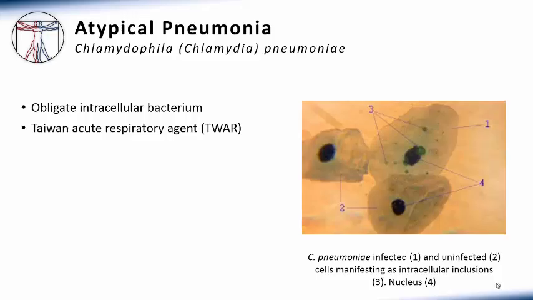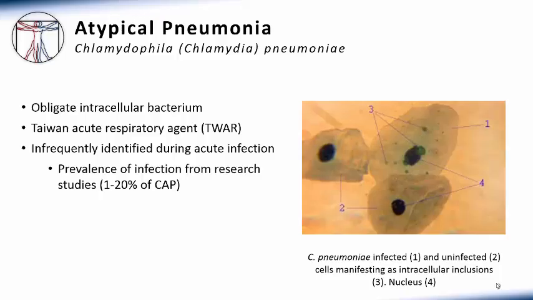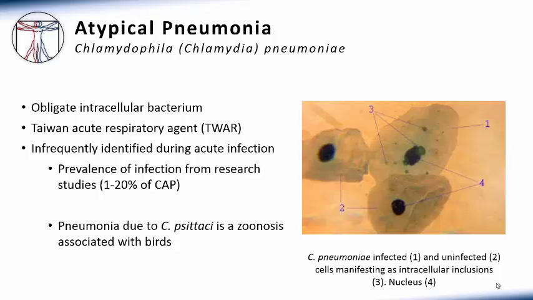Oftentimes, this organism was referred to as the Taiwan acute respiratory agent, or TWAR. And since it is an intracellular bacterium, it's very difficult to grow and to replicate in culture, so it is infrequently identified during the acute infection, and is usually only identified retrospectively by serology tests. But these serologic tests have indicated a wide range of infections due to this organism and pneumonia syndromes, ranging from anywhere from 1% to 20% of community-acquired pneumonia syndromes. A different species of Chlamydophila, C. psittaci, is a zoonosis associated with bird infections.